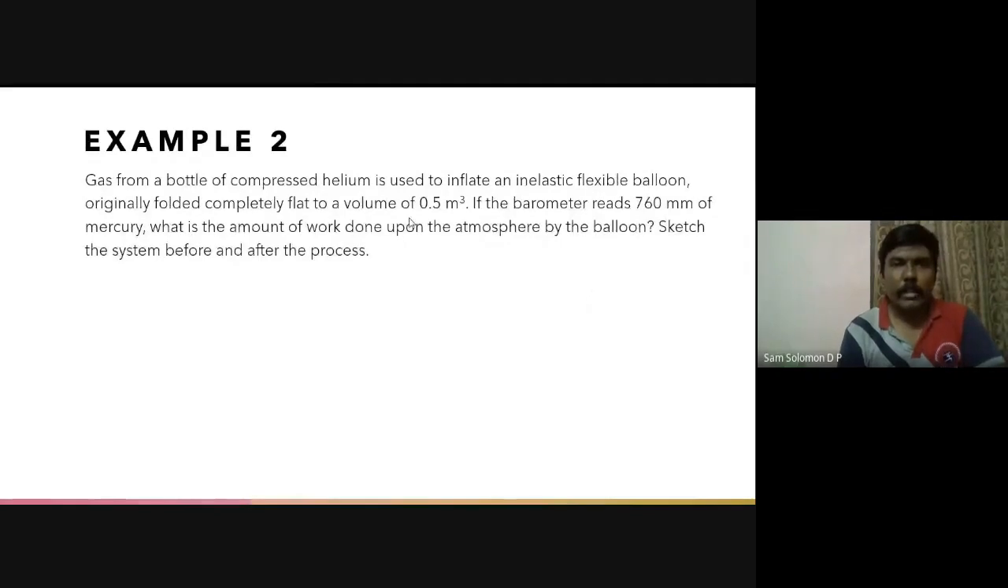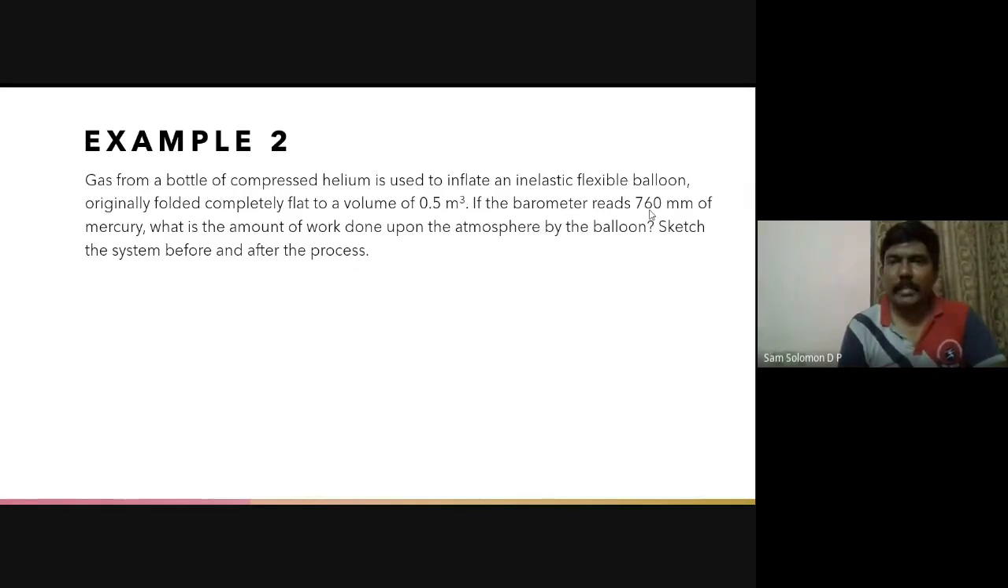Gas from a bottle of compressed helium is used to inflate an inelastic flexible balloon, originally folded completely flat, to a volume of 0.5 meter cube. They have not mentioned the volume of the bottle, but they have mentioned the volume of the balloon. The volume of the balloon is 0.5 meter cube, but initially it is folded completely, which means the initial volume is 0.